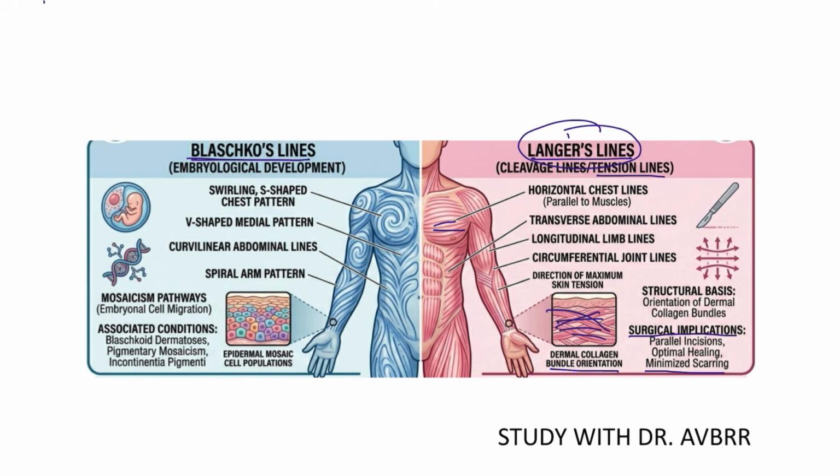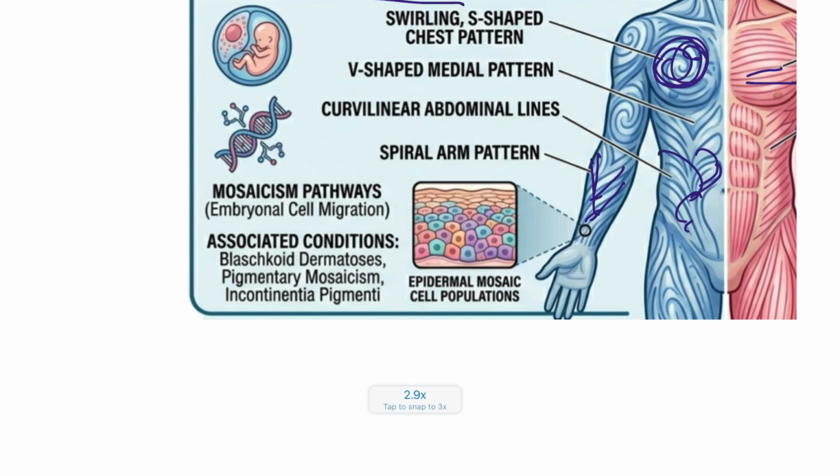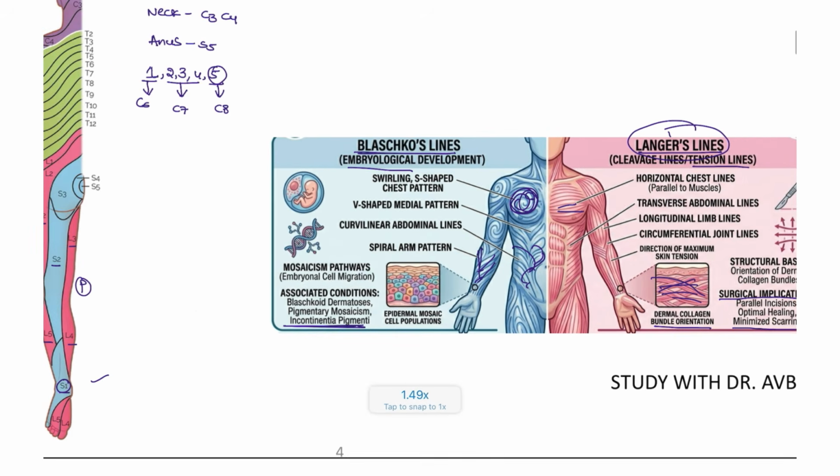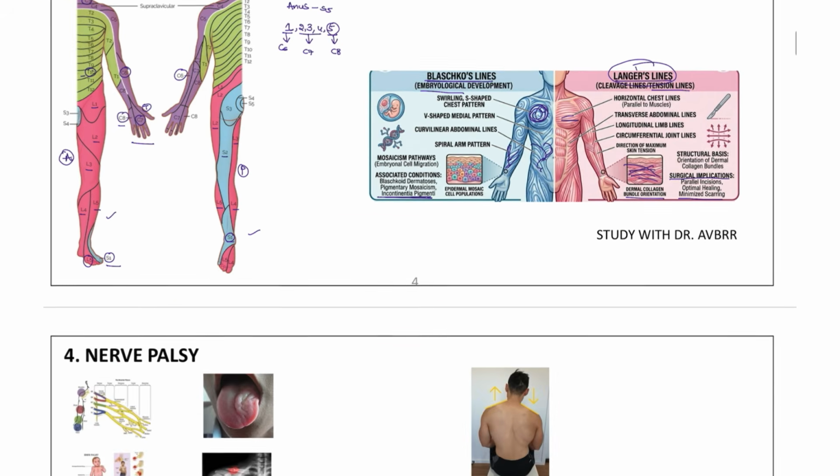Whereas Blaschko lines are known for embryological development. They have different shapes, for example, O appearances, V appearances, or curly appearances. And if there is a defect in the embryology, obviously that is going to be seen as a disease. That disease is known as incontinentia pigmenti, which is associated with the Blaschko lines.